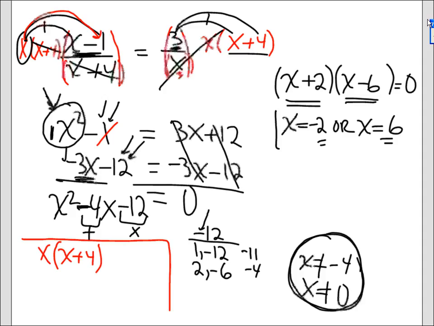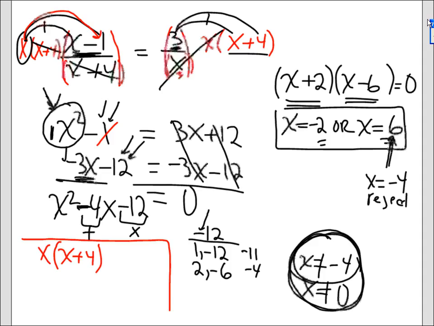Okay, this is my final answer. If it turned out that this 6 right there was negative 4, I would reject that, because I can't allow negative 4. But that didn't happen, so we shouldn't be rejecting anything.